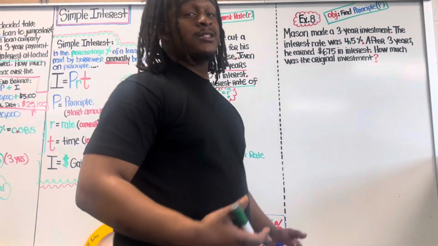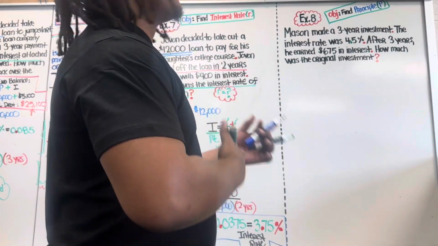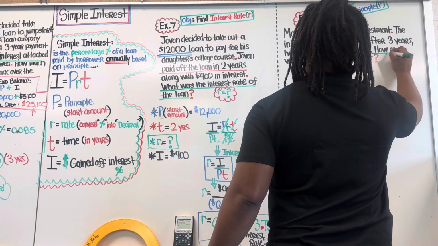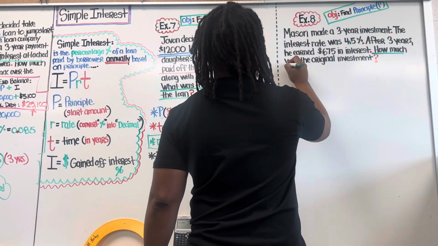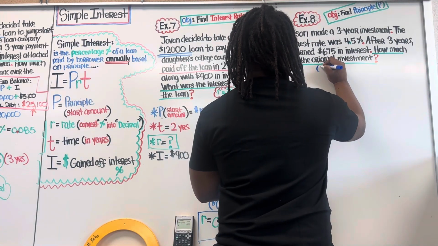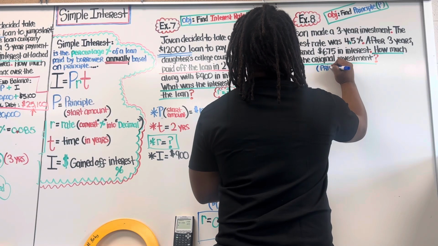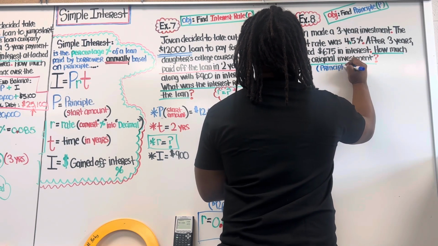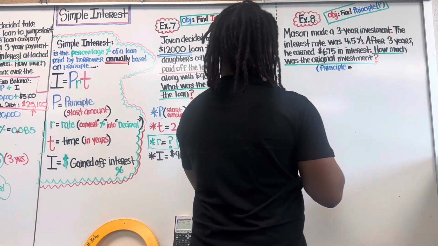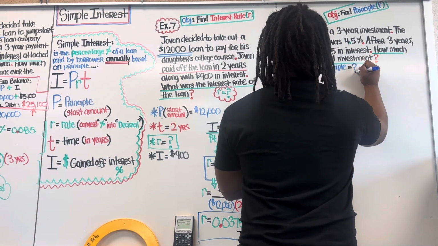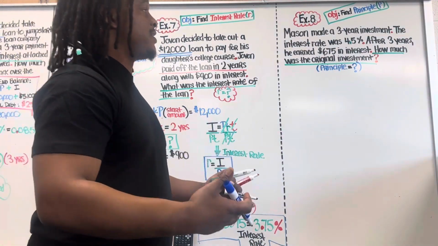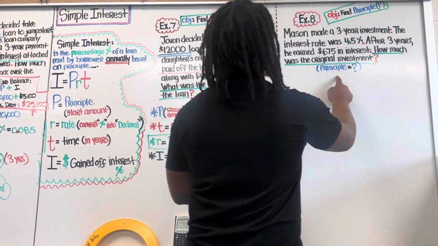I always tell my students to start off with the question. After you read it, go back to the question and underline it so we can understand what it's asking us. It's asking, what was the original investment? Another word for original investment is principal. So they want to know the principal, or the original investment. How much money did Mason originally invest to start this process? That's what we're trying to find out.